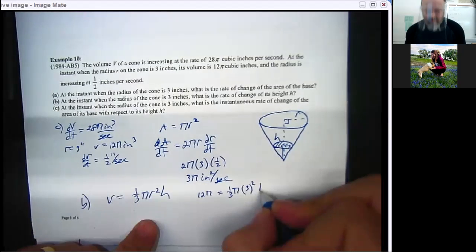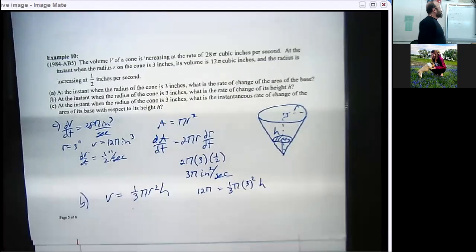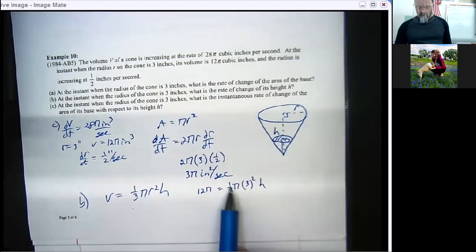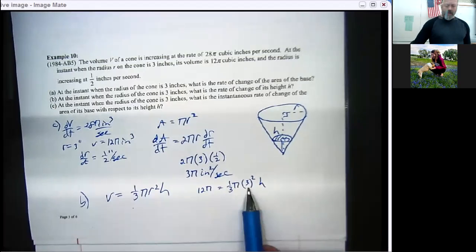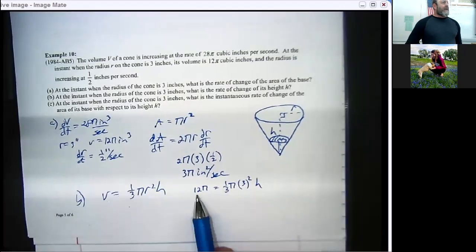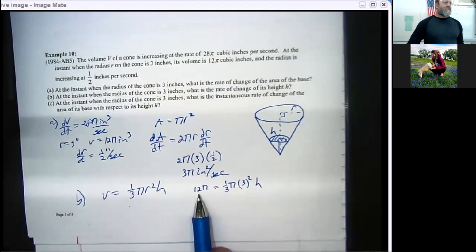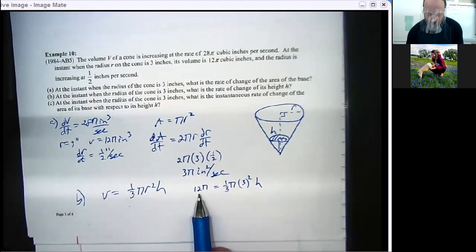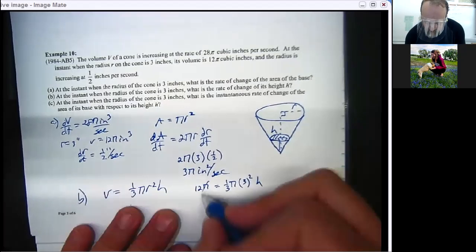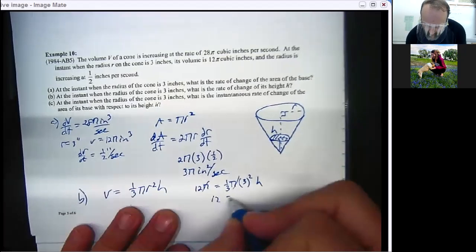and then the h was unknown, what does that make? I put all that together, fairly simple number. What's 1/3 of 3 squared? So we divide that, what do we get for h? 4. That was actually really nice. They don't always give us things that are quite that nice because notice the pi's would cancel. I get 12 is equal to 3h, so h is 4.